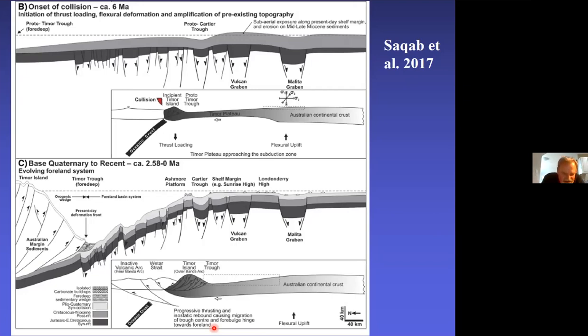As you can see on the lower figure, the collisional wedge is made up of Australian sediments incorporated into it, and most of Timor is actually Australian material. On top of it, we have a forearc slab that is deformed to some extent, but the Banda Arc, further to the north, is basically undeformed, certainly not penetratively.